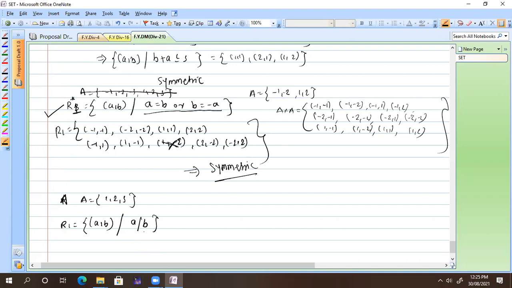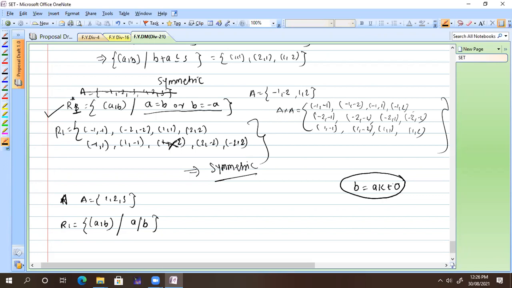Whether it is symmetric. A divides B, I can write down the definition for you here also. Someone is saying it is symmetric. Someone else says it's not symmetric. Tell me why it is symmetric, why it is not symmetric.